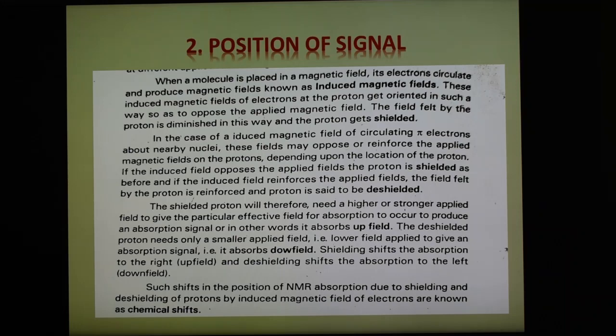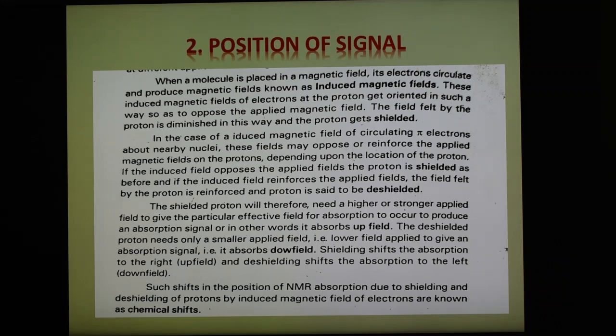In the case of the induced magnetic field of circulating pi electrons, the field may oppose or reinforce the applied field depending upon the location of the proton. If the induced magnetic field opposes the applied field, then the proton is said to be shielded, and if it reinforces the applied field, then the proton is said to be deshielded. So there are two, shielding and deshielding. Shielding shifts the absorption peak upfield and deshielding shifts the absorption peak downfield.